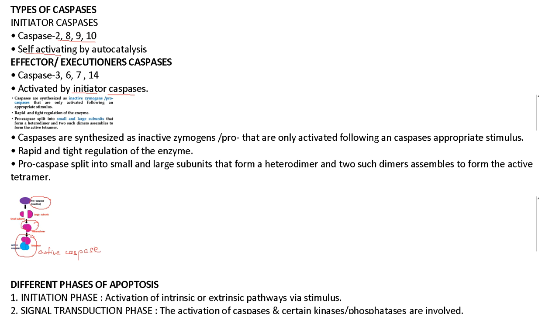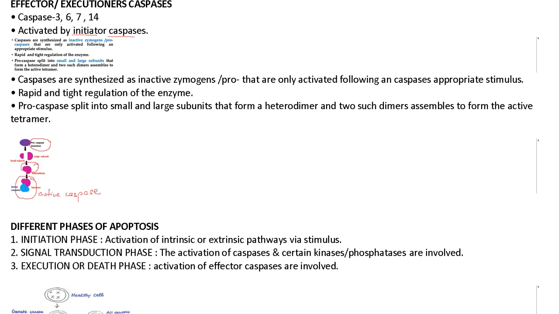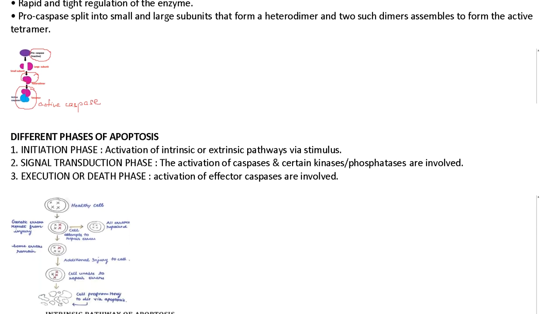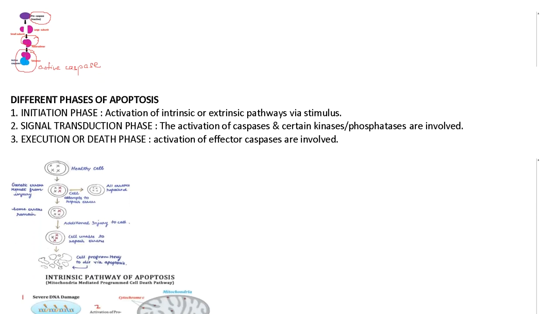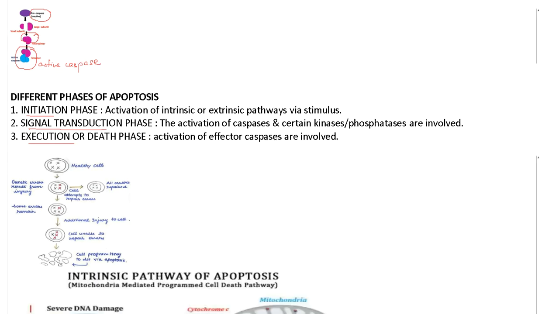So these caspases are involved in different phases of apoptosis. One is the initiation phase, another is the signal transduction phase, and the third is the execution or death phase. Three phases are there: initiation phase, signal transduction phase, execution or death phase. So let's discuss the three phases one by one.